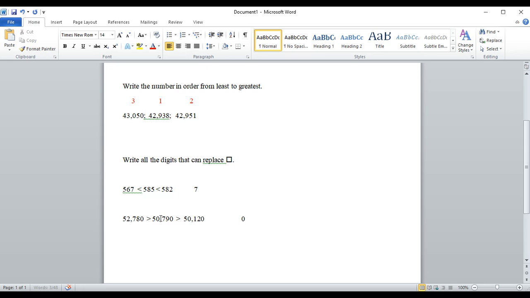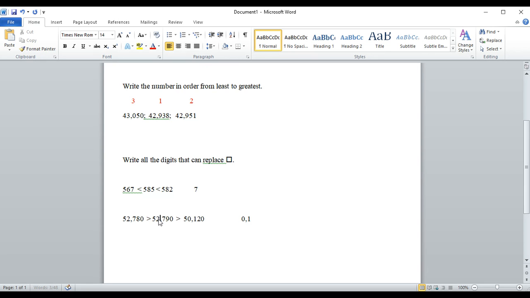And now I want to try another digit. I'm going to put a 1 in there. 52,780 is greater than 51,790. That's true. This number is greater than that number. Now, is this number greater than this number? 51,790 is greater than 50,120. That's true. So I'm going to put 1. 1 also works. Let's see if 2 works.